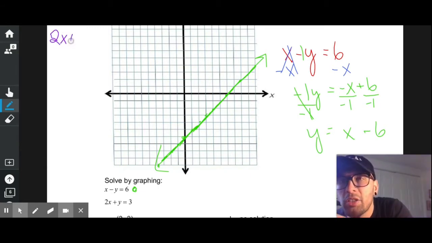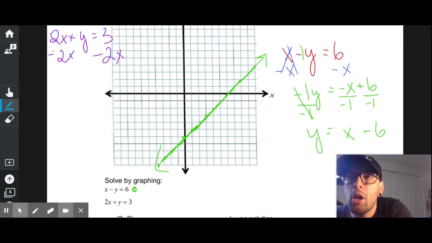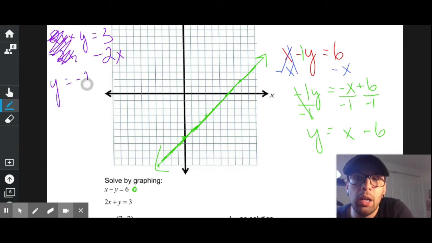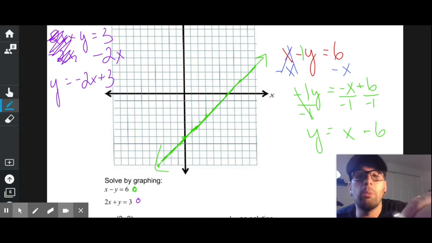2x plus y equals 3. Y is positive, and that's nice. If I subtract 2x from both sides, on the right side I have 3 minus 2x, or a negative 2x plus 3. Okay, so I'm graphing that bottom equation. And if you look at the original equation, all you have to do is get rid of that 2x, and y is going to be all by itself.